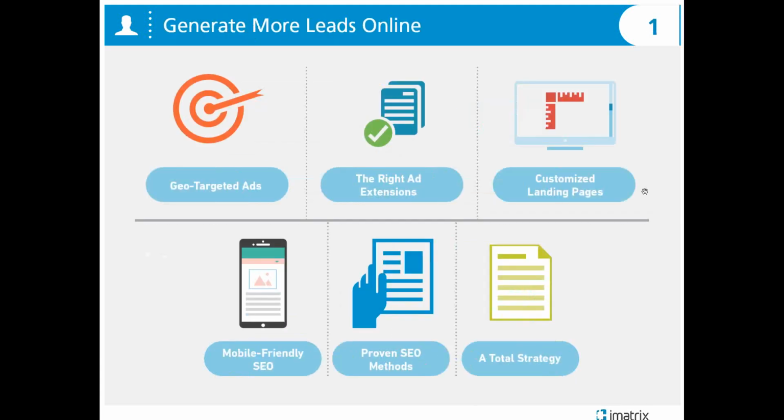Okay. So again, like I said, total strategy: proven SEO methods, mobile-friendly SEO, targeted ads, ad extensions, and landing pages. And I'm going to go more in depth on each one of these, so that way we don't feel a little lost. So hopefully everyone's trickling back in. I apologize about that, and let's just move forward with it.